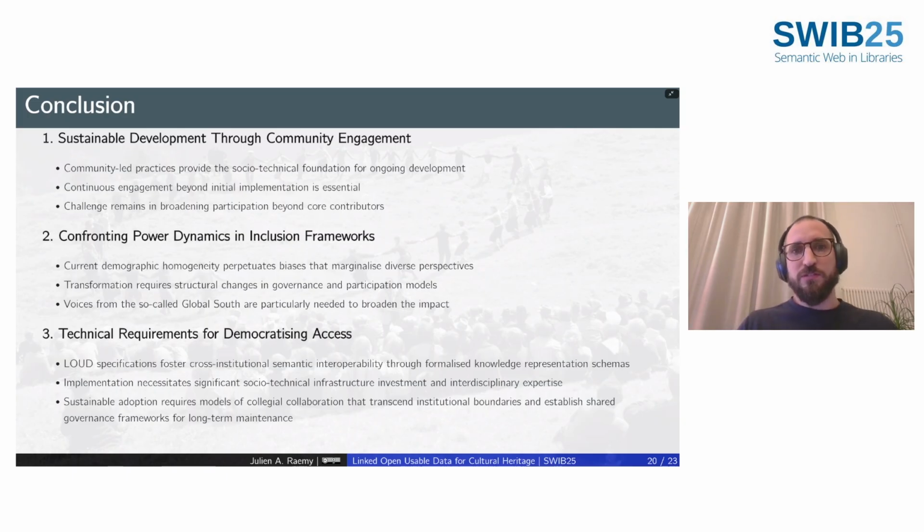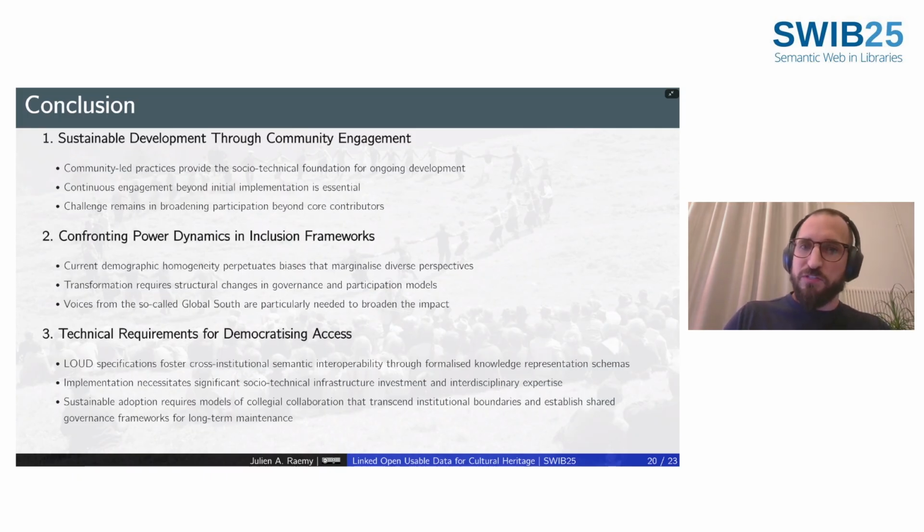So first, sustainable development requires ongoing community engagement that extends beyond initial specification development. That's why it's actually maybe the most difficult step, I would say. And the social fabric of these communities is as important as the technical specification they produce. And broadening participation remains a key challenge, something that I think goes hand in hand, not only with the technical aspect, but also the community aspects too, that we have to do as a whole.